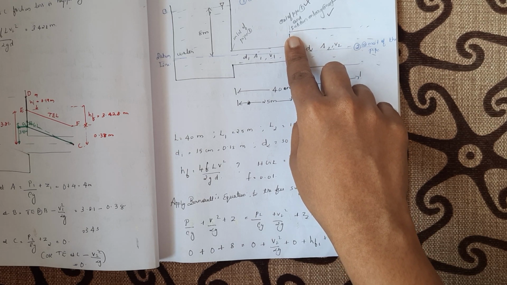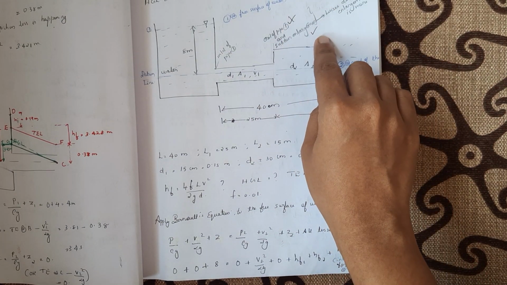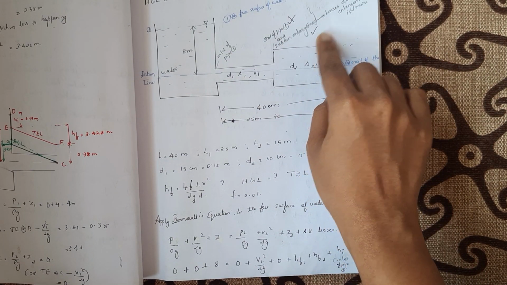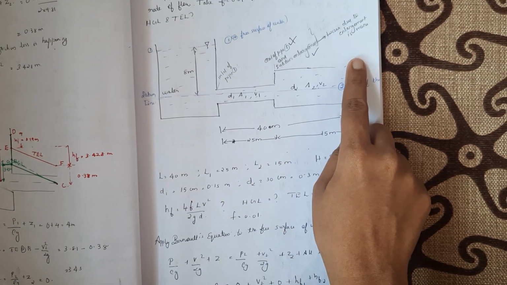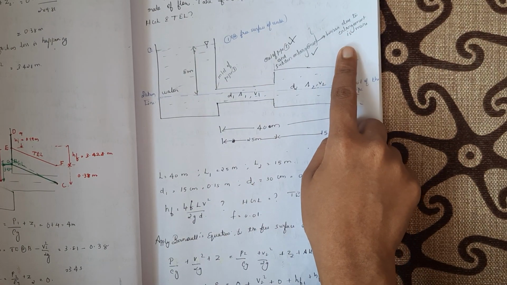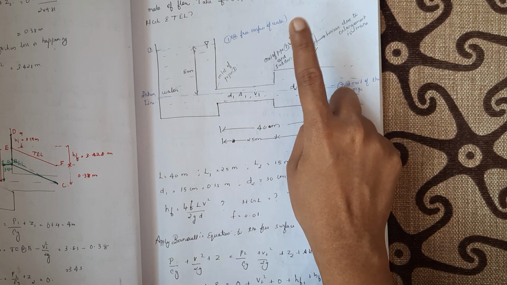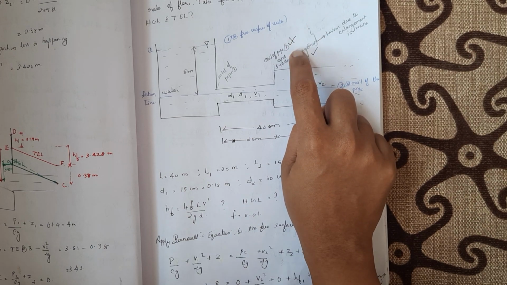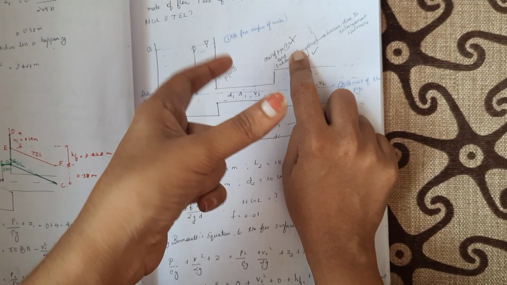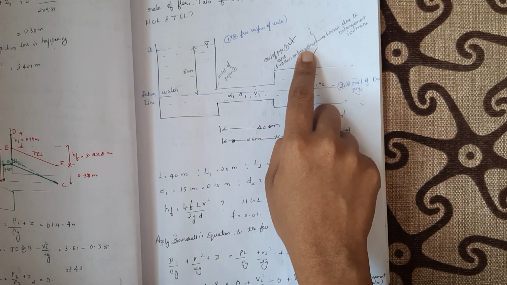Now comparing both of these, that is the exit of pipe loss and the sudden enlargement loss, the loss due to the enlargement is more, that is (V1 minus V2) the whole square by 2g, that is the loss due to sudden enlargement. It is more compared to the exit of pipe loss. So you need to take only one of the losses. Do not take both. Whichever is greater, take that. So that's why I am taking the loss due to sudden enlargement.